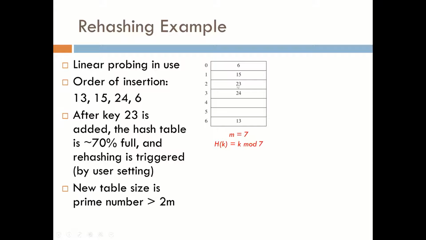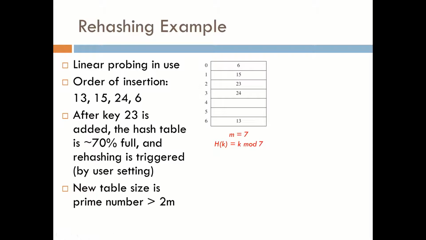So you can verify that the items are in the correct place. The size is 7, so 13 is the first item to go. 13 mod 7 gives me a remainder of 6. And 15 mod 7 gives me a remainder of 1, and 24 mod 7 gives me a remainder of 3. We then place 6. 6 mod 7 would actually be 6, but since slot 6 is already in use, we wrap around the table and you place the 6 in the 0 position.